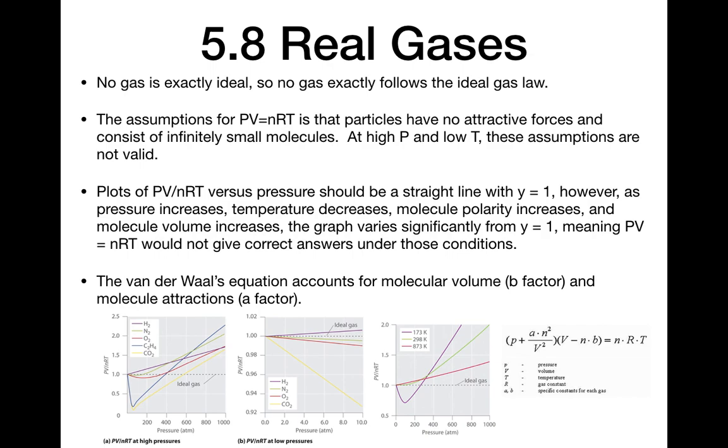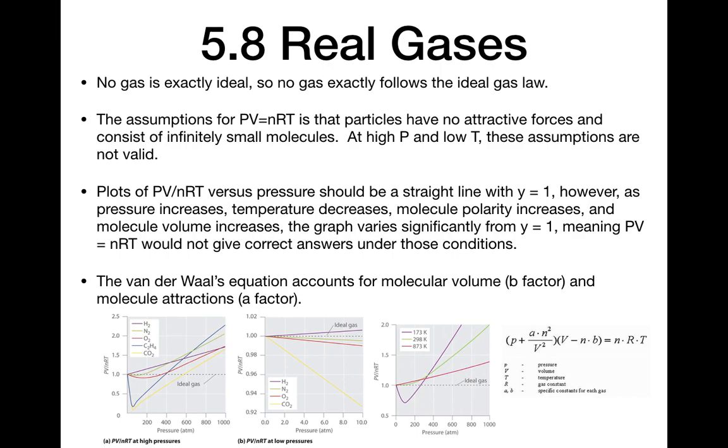So we see down here in the third graph that at 873 Kelvin, the graph actually does stay closer to PV over nRT equaling 1 than it does at lower temperatures. So to summarize, you want your temperature to be high and your pressure to be low for PV equals nRT to give good results. If you don't want to have any error, or at least have less error, the van der Waals equation is available.